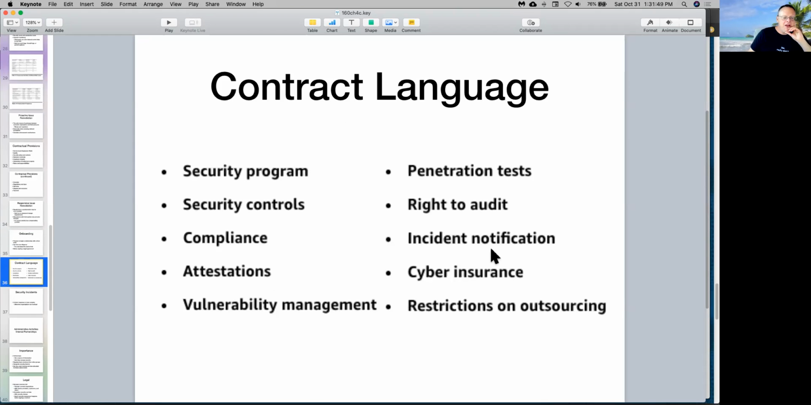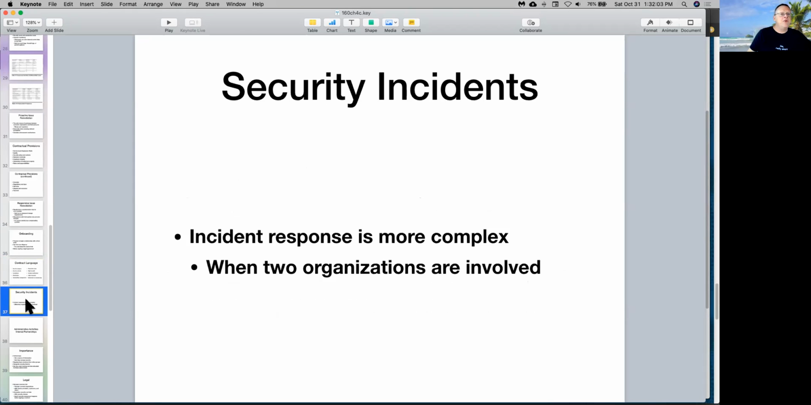So you can have all these issues raised in your contract: the right to audit, the right to do penetration tests, they need to inform us of incidents, have insurance, and so on. Those are all good things to have in a contract if you can negotiate these security clauses before the contract is signed. After you have an incident, if you get hacked or they get hacked, now you've got a problem.